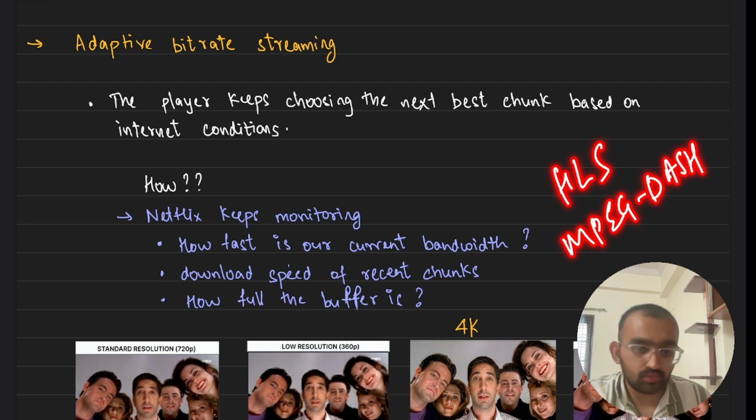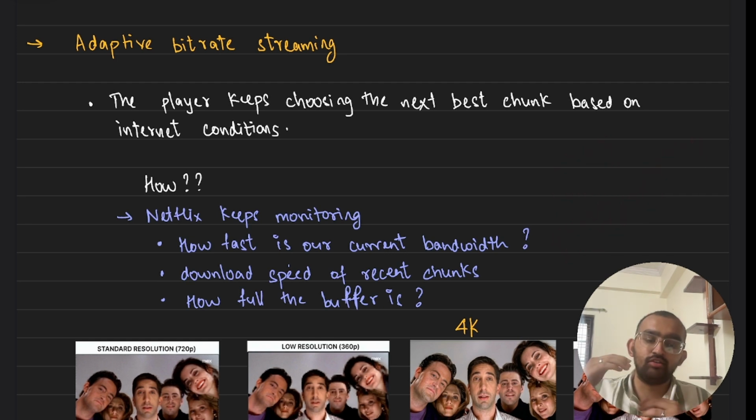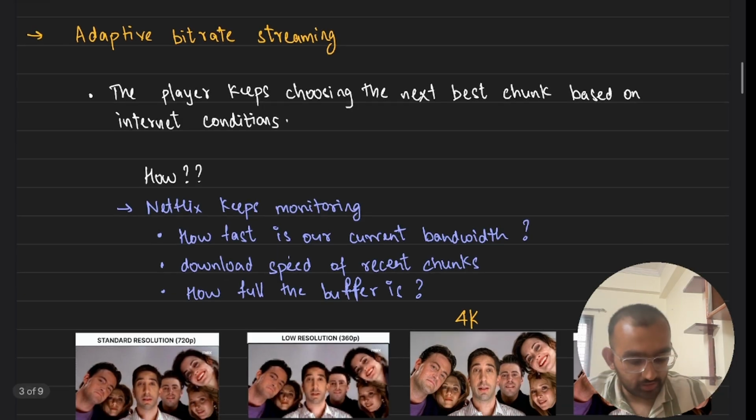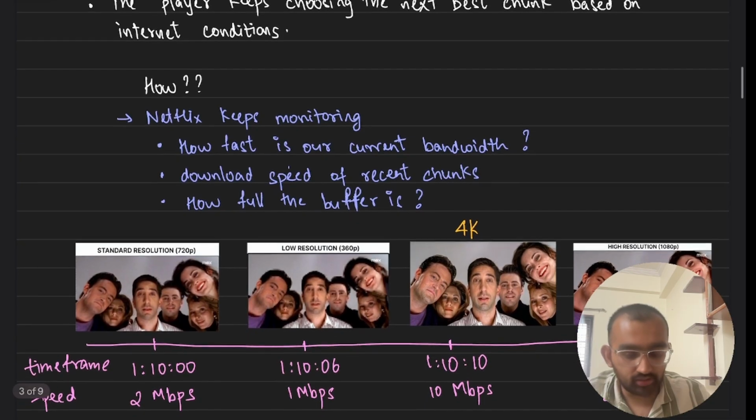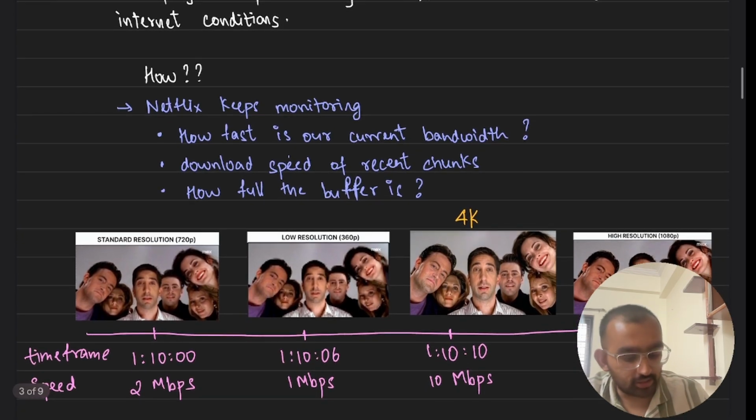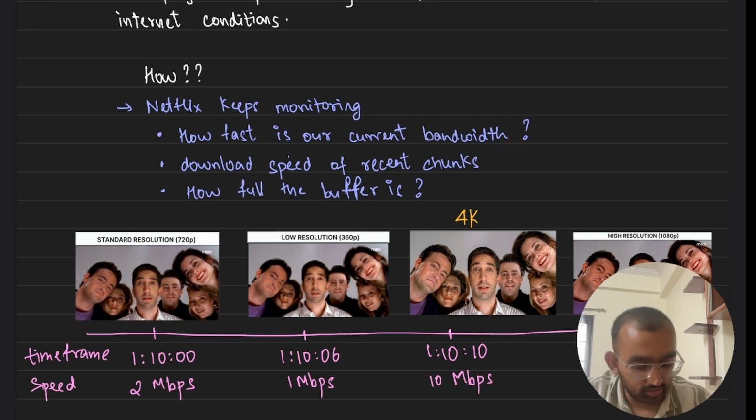So there is something called a manifest file which tells exactly which chunk versions are available and at different qualities, so that the player can decide based on the network conditions as to which version and which quality to pick. So basically, Netflix keeps monitoring a few points. For example, it keeps monitoring how fast our current bandwidth or internet connection is. It continuously monitors the download speed of our recent chunks and also the current device that we are on.